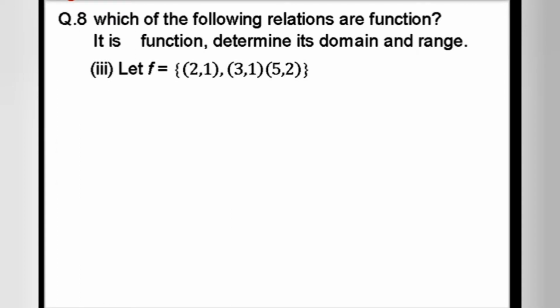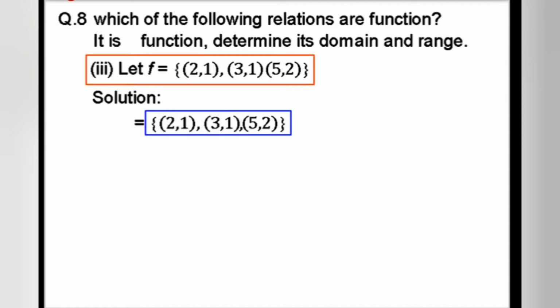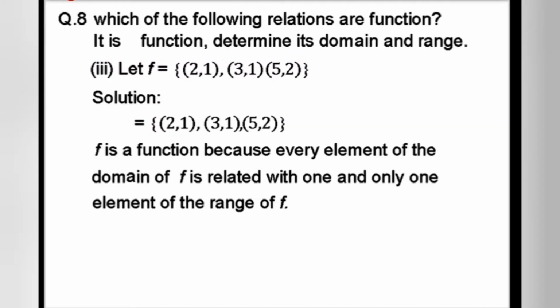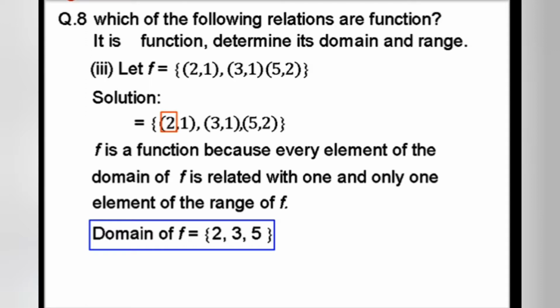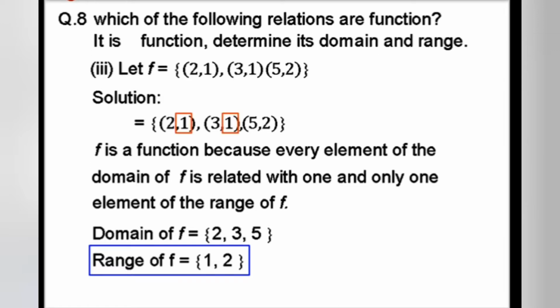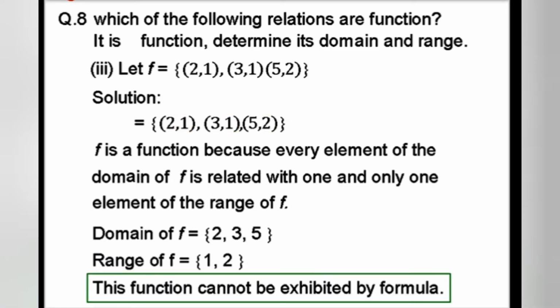Number 3. Set of (2, 1), (3, 1), (5, 2). Solution. Let f be equal to the set of (2, 1), (3, 1), (5, 2). F is a function because every element of the domain of f is related with 1 and only one element of the range of f. Domain of f is equal to the set of 2, 3, 5. Range of f is equal to the set of 1, 2. This function cannot be exhibited by a formula.